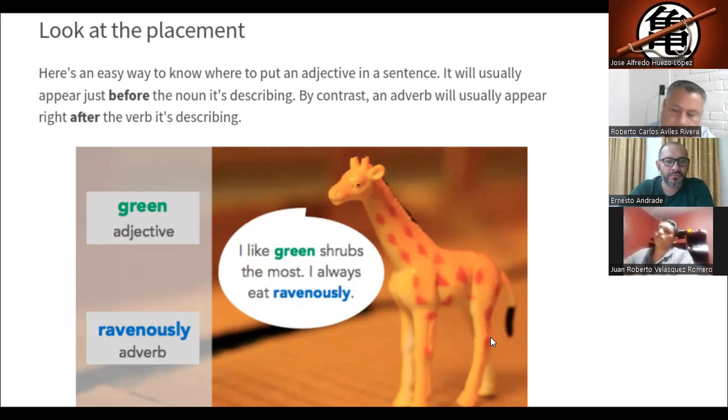Okay. So, look at the sentence. We have the two examples here. Green is an adjective. So, when you are going to use an adjective, it's going to be before the noun it describes. And when you are going to use an adverb, it's going to be after the verb it describes. So green shrubs, before the noun, the adjective. Eat ravenously, so ravenously is going to be after the verb. That is a very important part. Okay, do you have any questions here? For me, no, teacher, it's clear. Good, that is nice.